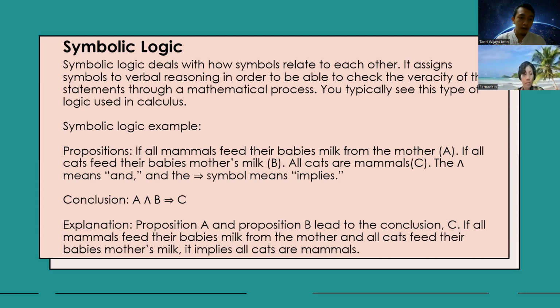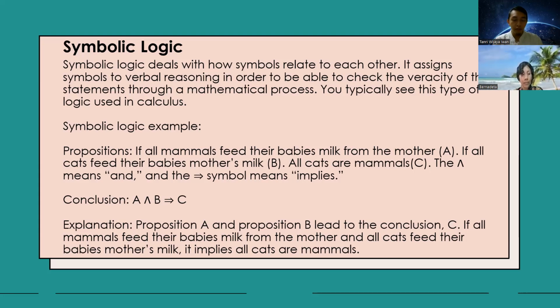Look at the example here. The propositions: if all mammals feed their babies milk from the mother, we assign it A. And then B, if all cats feed their babies mother's milk. And C, all cats are mammals. The symbol means implies. So the conclusion is from points A and B becoming C. Because cats are mammals and all mammals feed their babies milk from the mother, from point A, the conclusion C is that all cats are mammals.